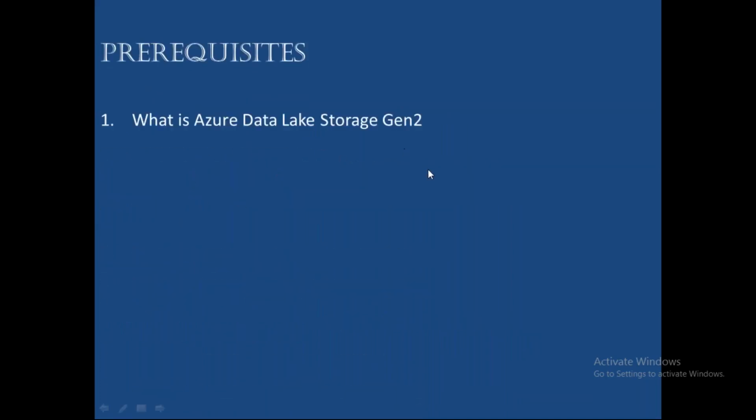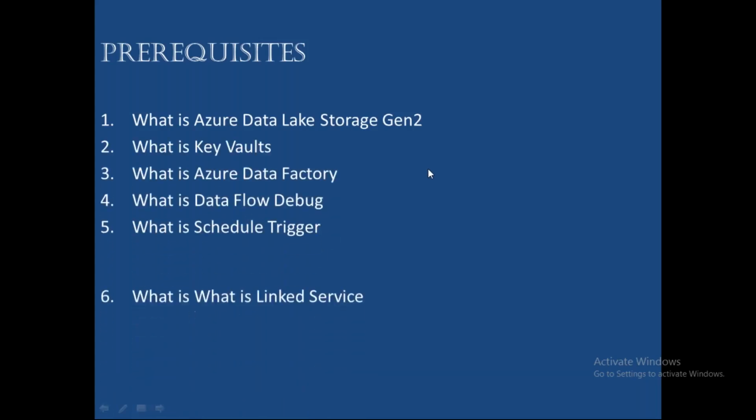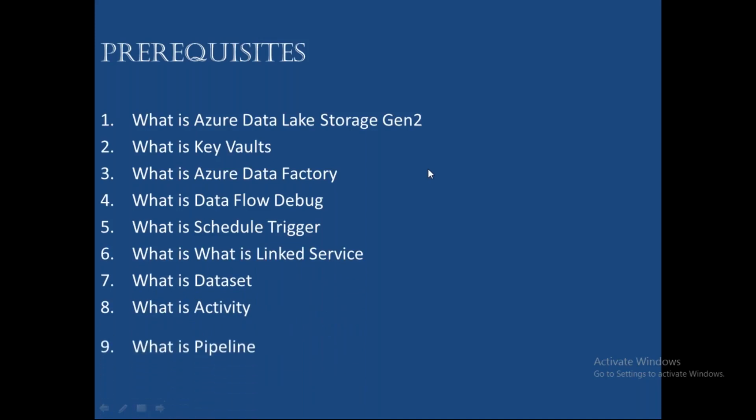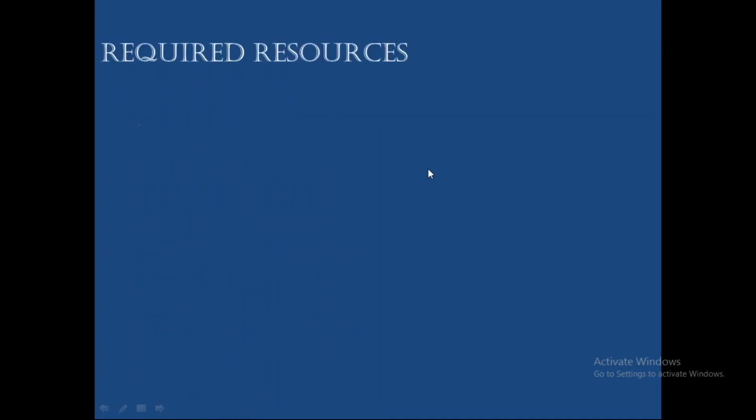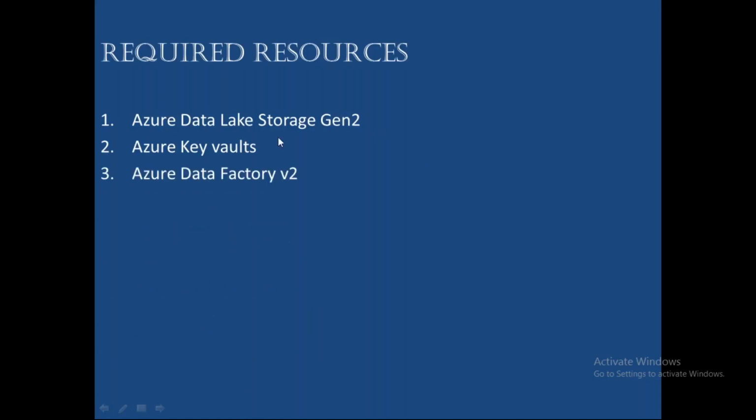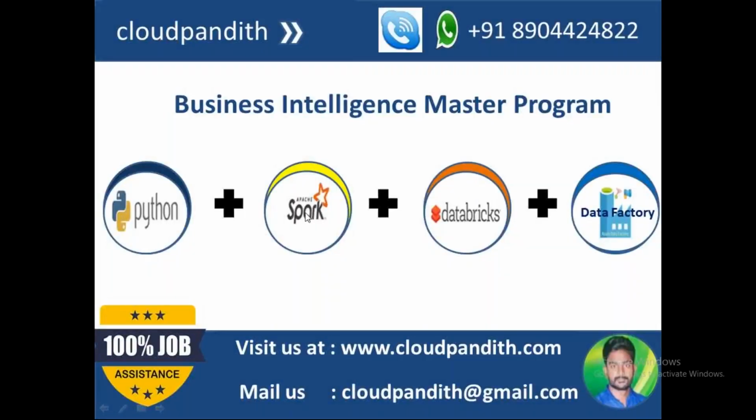Next, prerequisites. What is Azure Data Lake Storage Gen 2? You should know Key Vault, Azure Data Factory, Data Flow, Debug, Schedule, Trigger, what is a linked service, dataset, activity, and pipeline. We already know all those things. The required resources are Data Lake Storage Gen 2, Key Vault, and Data Factory V2. I'll just go and create these three resources quickly.